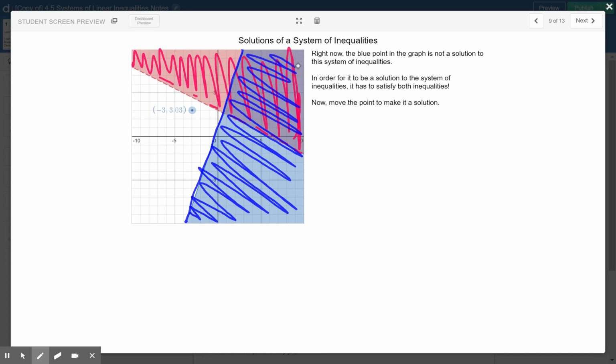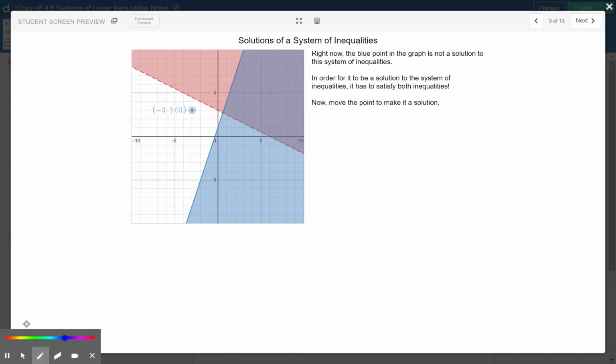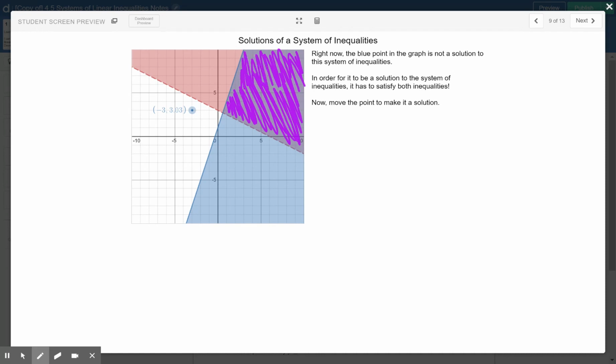Now, the nice thing about when we have a system is that we are looking for the double shaded area. In this case, where the red and the blue meet. That is where all of your answers are. So I don't have a cool purple. Let me see if I can get purple, because blue and red make purple. So your ordered pairs, any ordered pairs in this double shaded area would be correct.